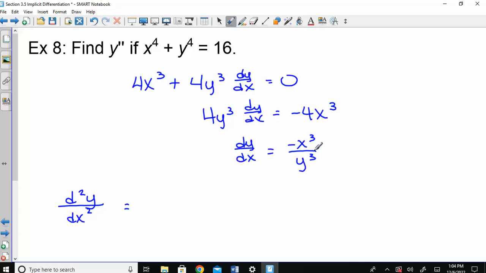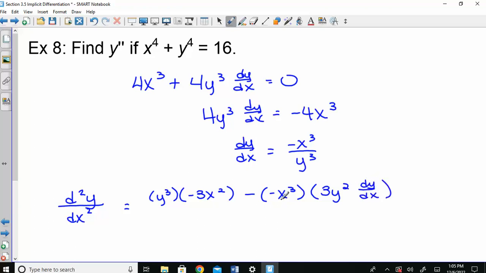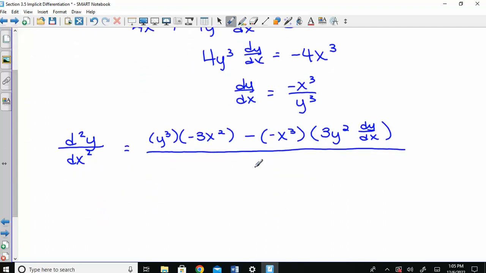What would I have to do this derivative? The quotient? Yes. So low d high, derivative of the top would be negative 3x squared, minus high, d low. The derivative of y cubed would be 3y squared dy dx over low squared, y cubed squared would become y to the 6th.